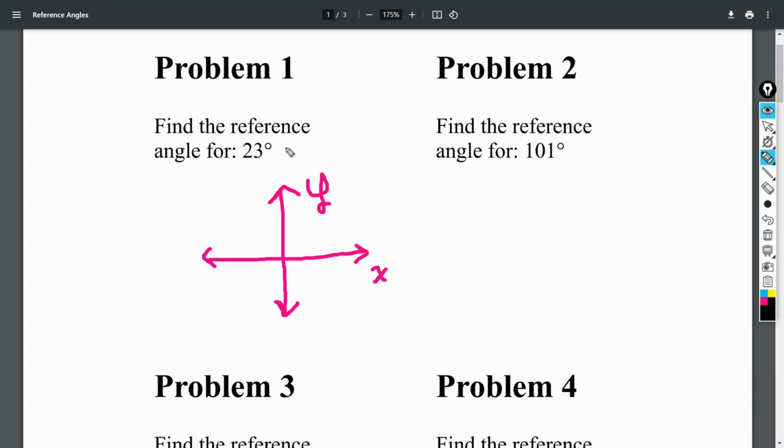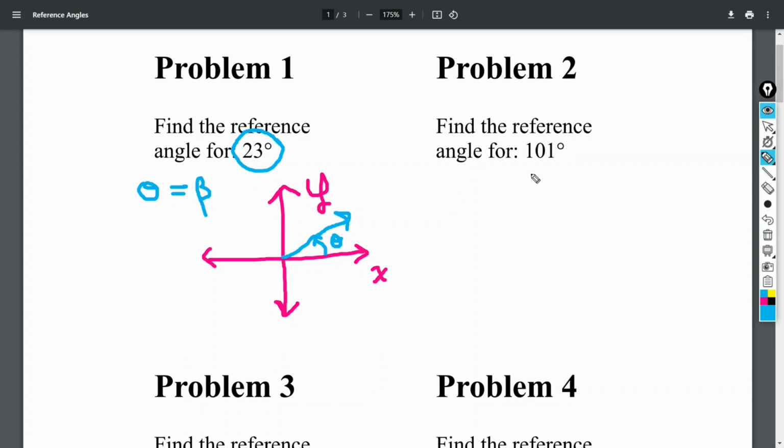So for 23 degrees in this first problem, our terminal side ends in quadrant 1, so the angle is maybe something like that. So this would be theta. Well, theta, our angle, is going to equal the reference angle beta. So our reference angle is going to be 23 degrees for this particular problem. Okay, let's look at the second one.